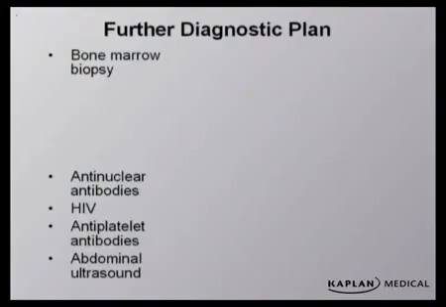As I said to you, it may occur just out of the blue, but it can occur with lupus. It can occur with HIV. And that's why they're getting HIV here. And it may sometimes occur with things like CLL, but this patient is too young to have CLL. These guys also got antiplatelet antibodies. They wanted to make sure that this patient had the disease that we're talking about, and they even got an abdominal ultrasound to make sure there's nothing there.